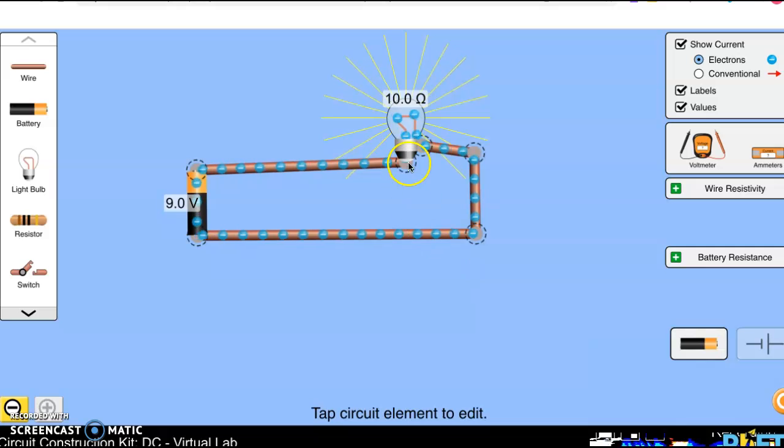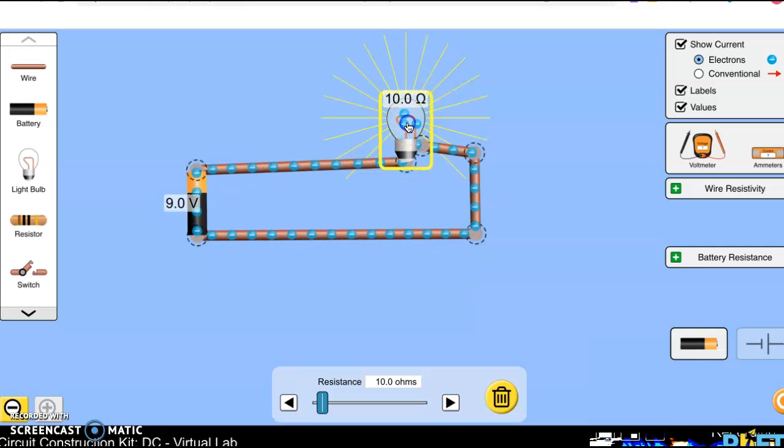Okay, and now what I can do is click on the light bulb, and I can change its resistance here. Right now I've set it to 10 ohms. I'm going to change it to 20, and I want you to see how that affects the speed of the electrons. So now it's at 20 ohms, and look how much more slowly they're going. Okay, so resistance slows it down.